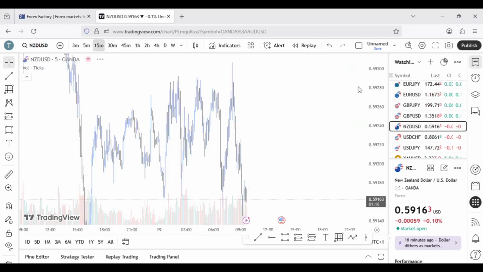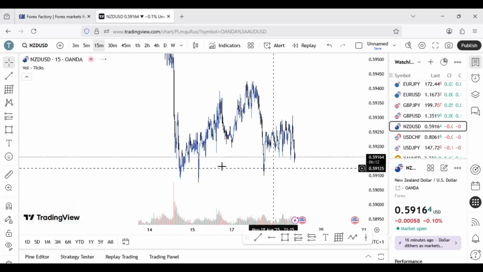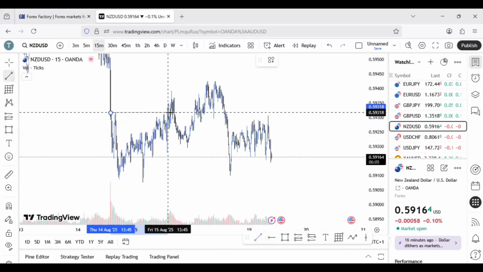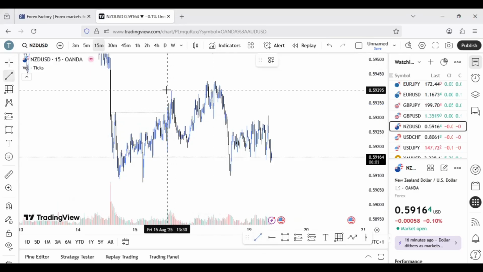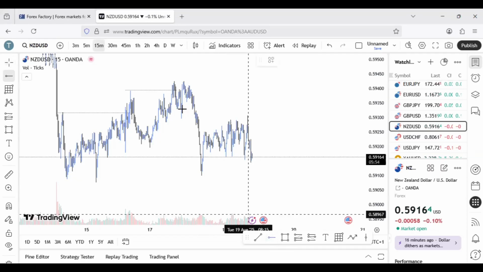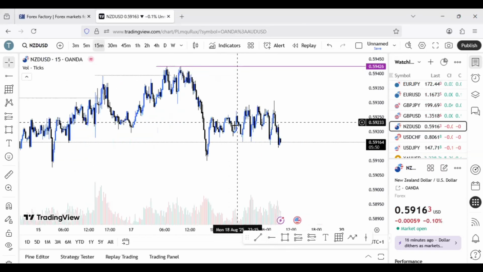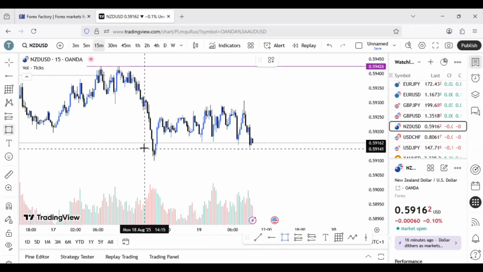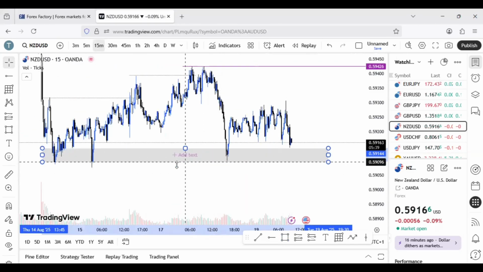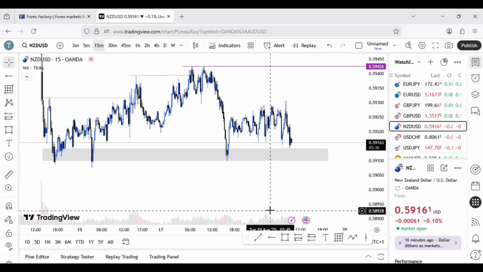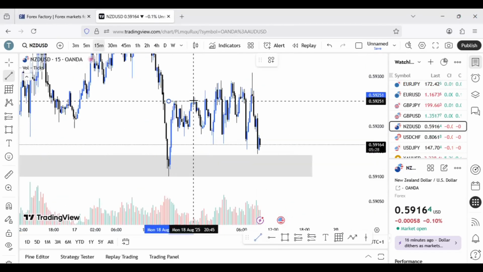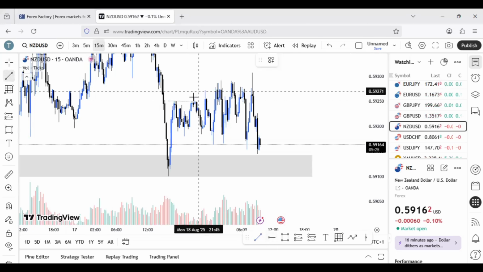So I have 5 minutes left. It's also another very useless pair. Very, very useless. And this pair can be very annoying. When other USD pairs are moving, it doesn't move. You expect it to move.